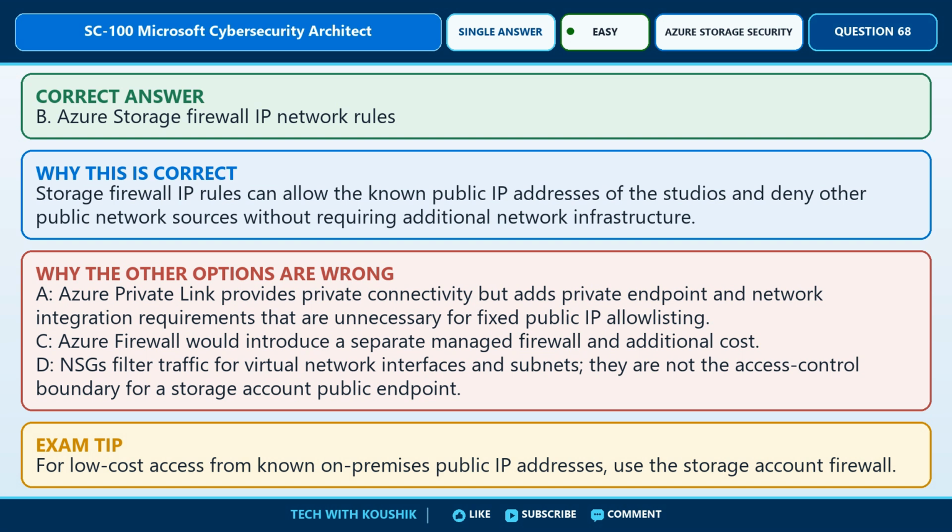A. Azure Private Link provides private connectivity, but adds private endpoint and network integration requirements that are unnecessary for fixed public IP allow listing. C. Azure Firewall would introduce a separate managed firewall and additional cost. D. NSGs filter traffic for virtual network interfaces and subnets. They are not the access control boundary for a storage account public endpoint. Exam tip. For low-cost access from known on-premises public IP addresses, use the storage account firewall.